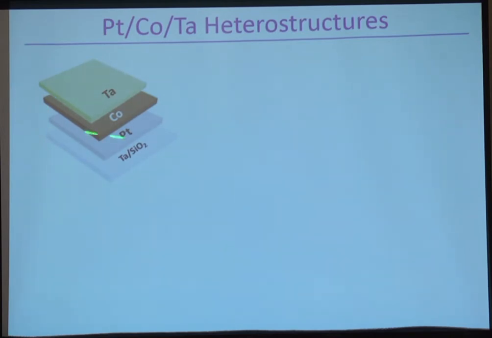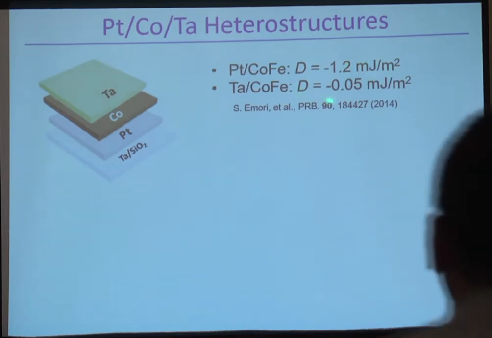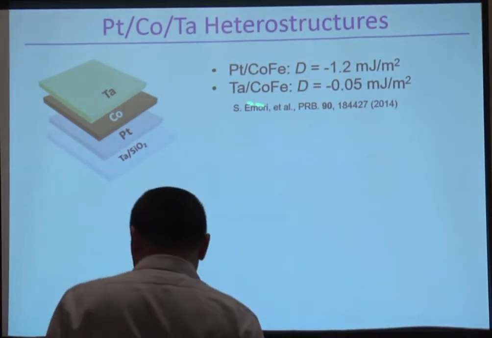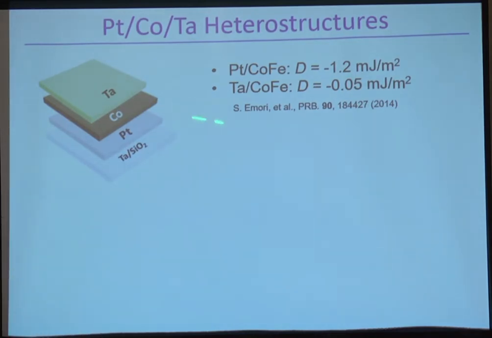So when we first began looking at magnetic skyrmions, we looked at structures based on our earlier discovery that there's a very large DMI at polycrystalline platinum and cobalt interfaces. And so we built up stack structures, in this case, of platinum, cobalt, and tantalum, where the platinum interface gives a strong DMI, the tantalum interface gives a very weak DMI. So in this inversion asymmetric structure, we have a very large net DMI. And they're both spin Hall metals with opposite spin Hall angle.